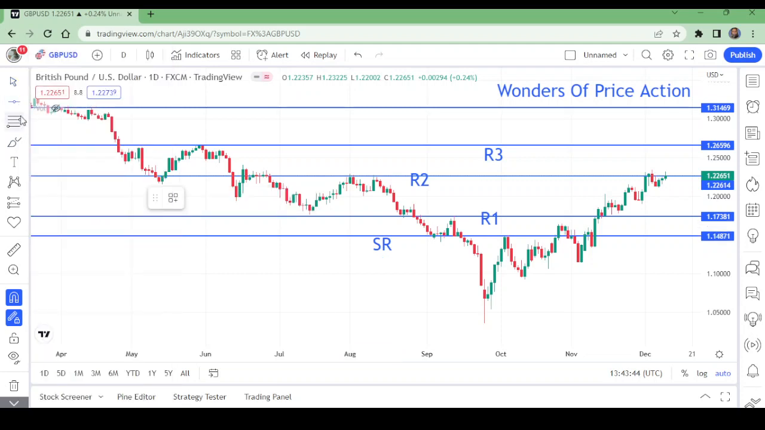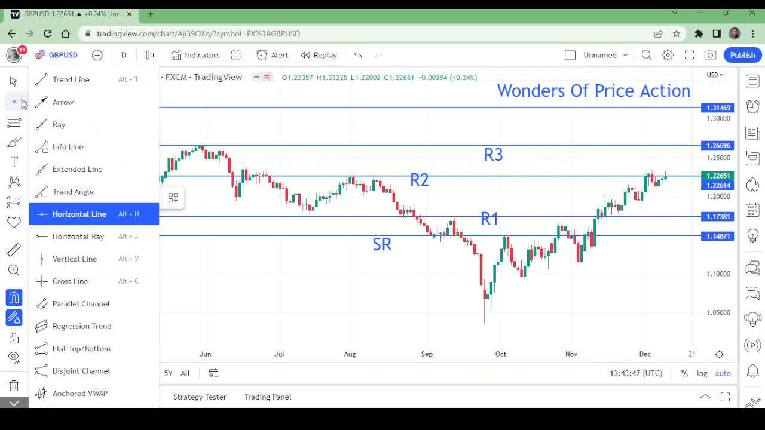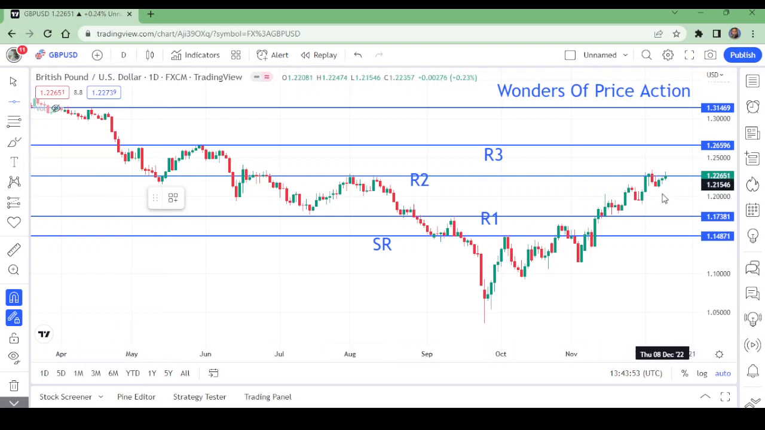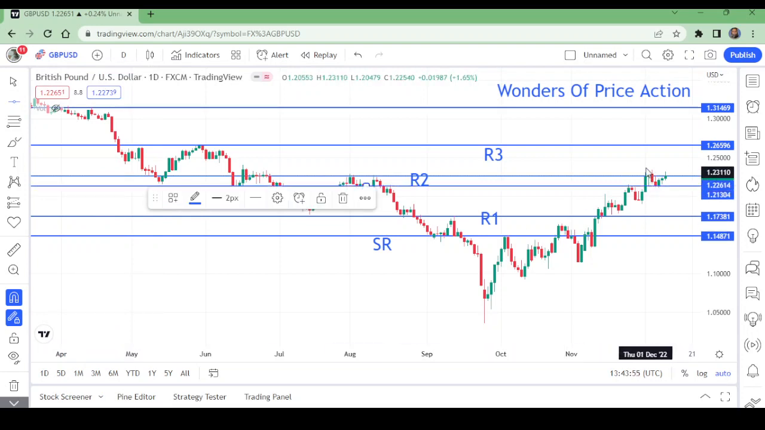Let me put it here. I don't think that it will come back to retest it again. Maybe it will, but my analysis is this: once it was broken, it came to retest it once, and a second time it also retested. Now I am expecting this pair to go to these two levels, and this is bullish.